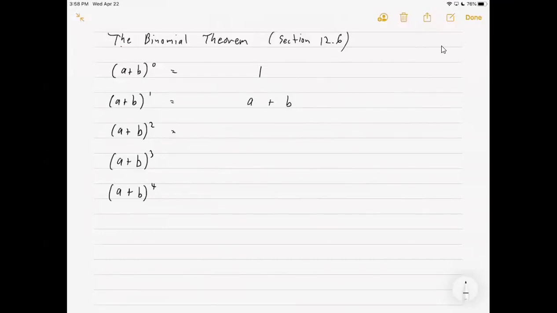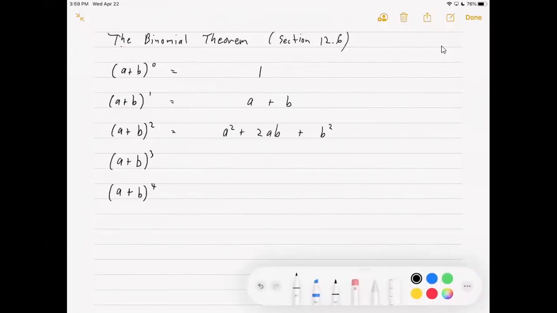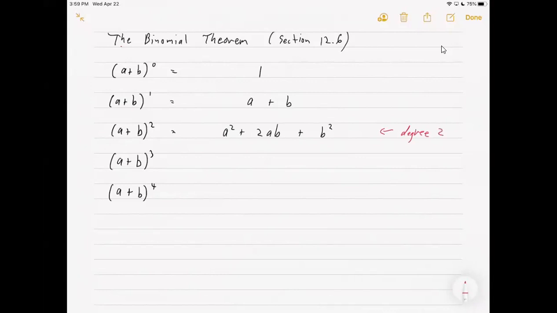You may remember when we square something, we end up with a squared plus twice the middle term, 2ab, plus b squared. So once again, that's 1 times a squared. And then there is a 2 in front of the ab term and 1 in front of the b squared term. Now note, all of these terms are degree 2. So this is the degree 2 row, or second degree row, because we have 2 factors of a, a factor of a and a factor of b, and 2 factors of b. So there are 2 factors in every single one of those.